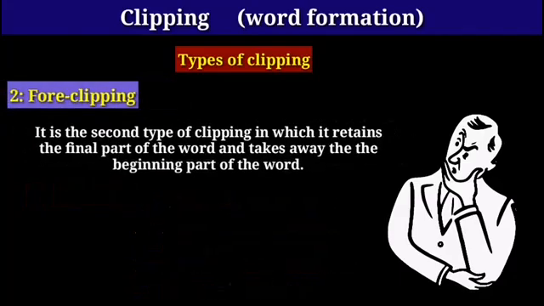Next type, number two, fore clipping. It is the second type of clipping in which it retains the final part of the word and it takes away the beginning part of the word. How? Let's study some examples to understand more and more.